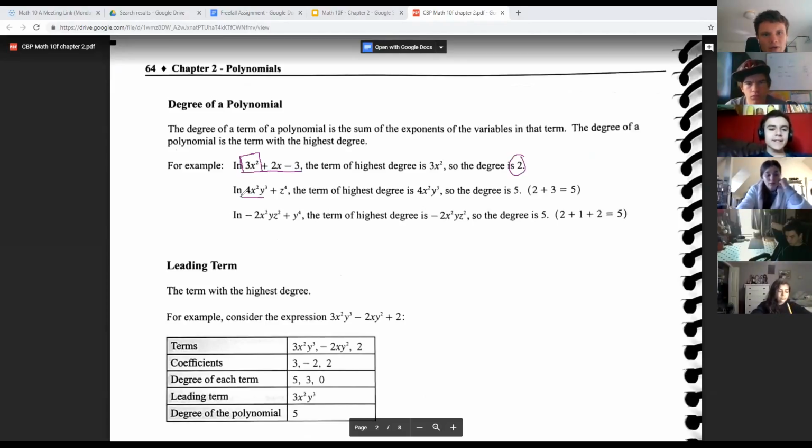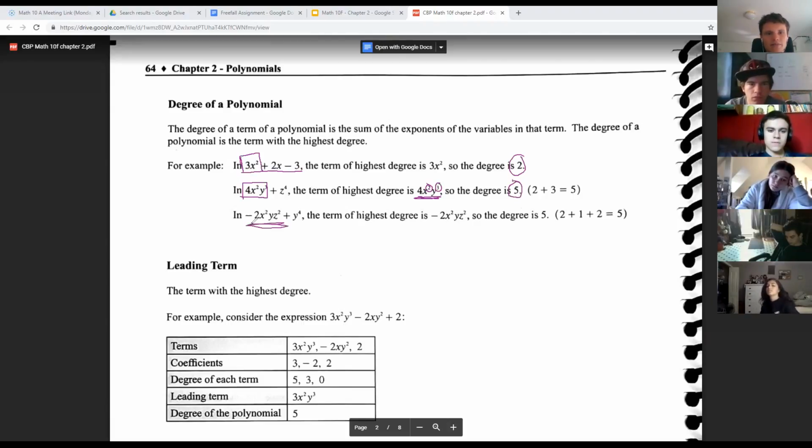Have a look at this one. We've got our highest term here. That's 4x squared y cubed. Highest degree is from this one. What we do is we take the 2 from the x and the 3 from the y. We add them up to get 5. I forgot about that, so that's important.